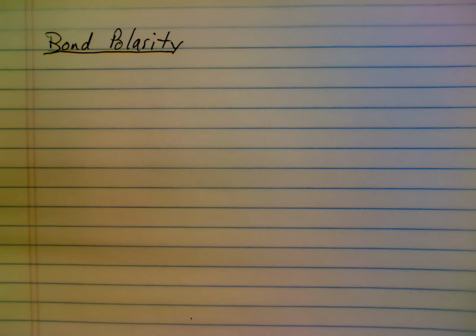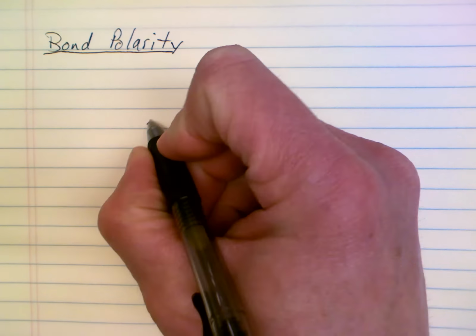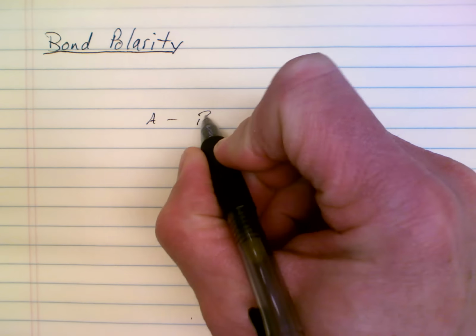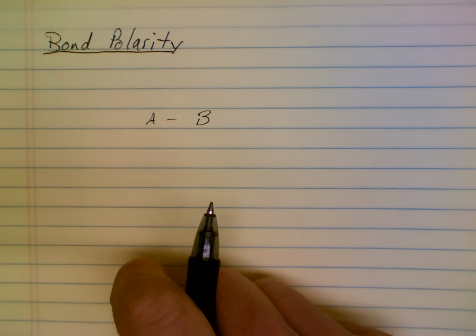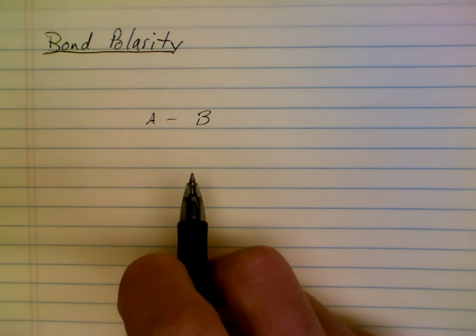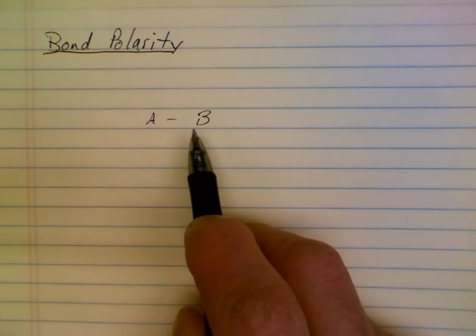In this lesson, we are going to discuss bond polarity. Some chemical bonds are polarized. In other words, they have a positive end and a negative end associated with them. So, for example, you could have element A and element B that are bonded to each other, but the distribution of the electrons might not be equal to both A and B.